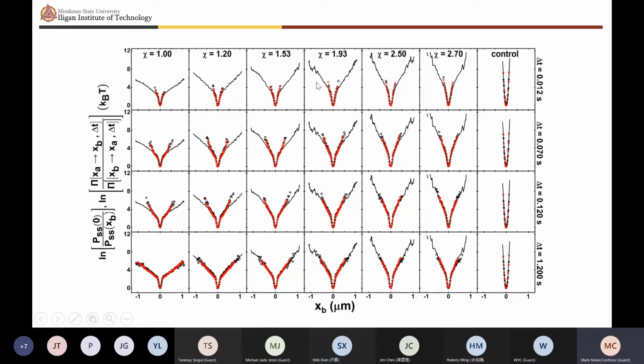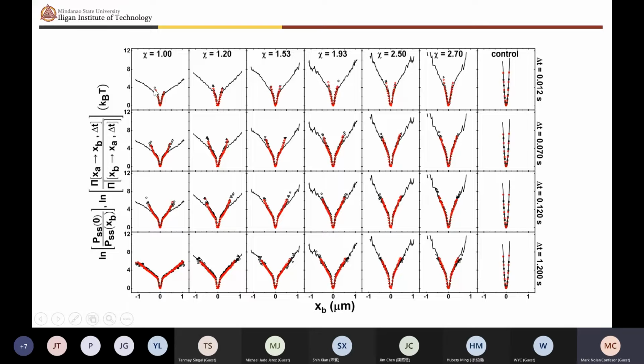For example, this is chi equal to 1 to 2.7, and then for the equilibrium case, which we call control. The solid curve here corresponds to the steady state, the one we discussed earlier, while the black and red symbols correspond to simulation and experimental data, respectively. And you can see very beautifully that the steady state is really independent of the measurement delta t, of course. But the transition probability is not.